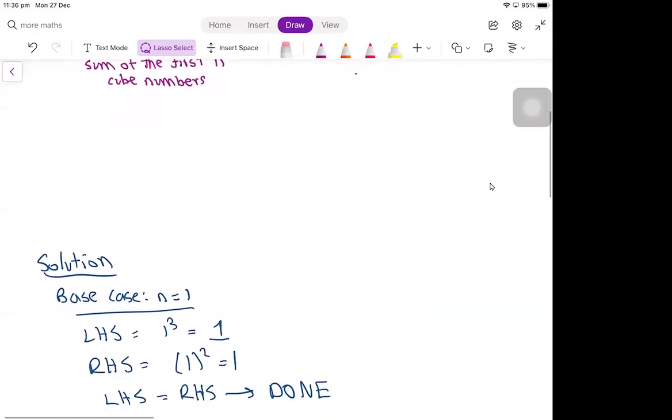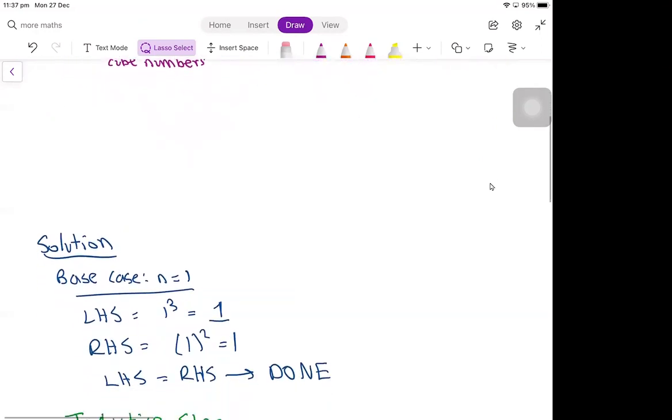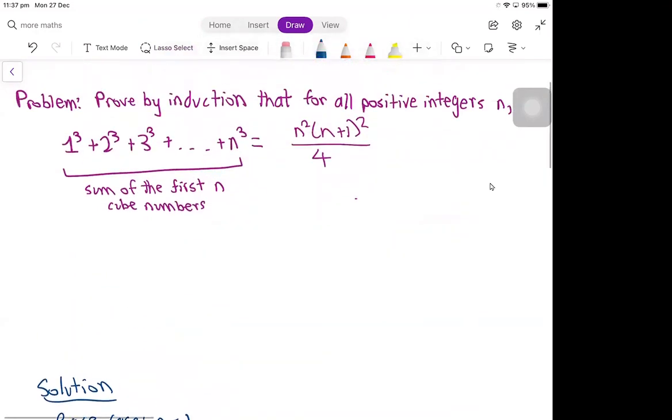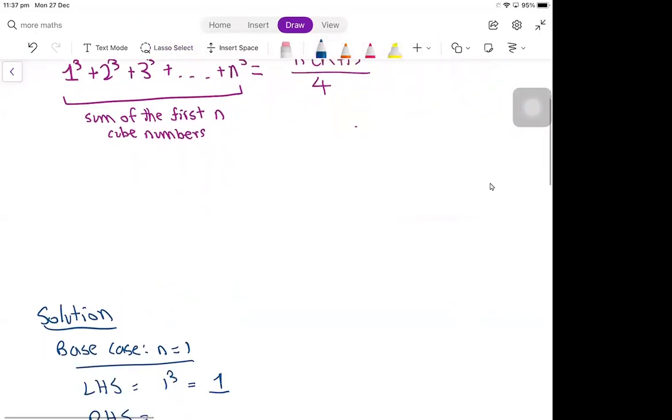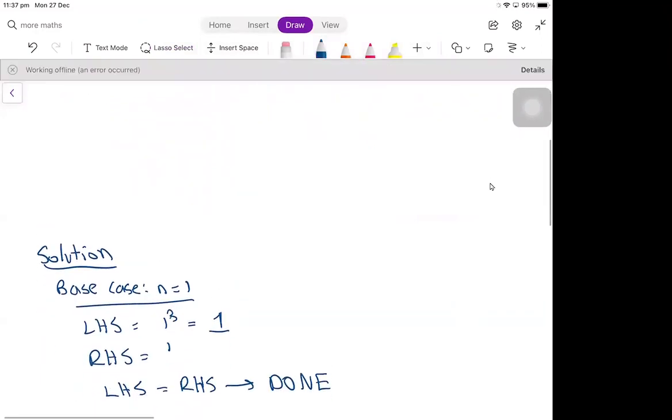Let's make a slight adjustment, a slight error here. Should say, if you substitute n equals 1 on the right-hand side, we'll have 1 squared times (1 plus 1) squared divided by 4. And this is equal to 1 times 4 divided by 4, and this is equal to 1. So the left-hand side and right-hand side are both equal to 1. And this means that the base case has been proven.